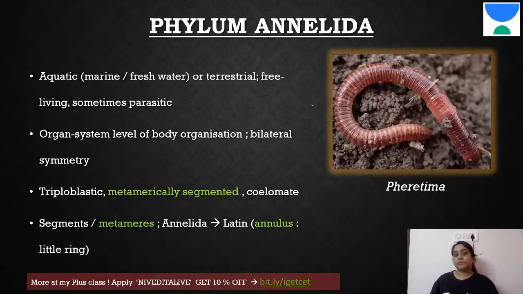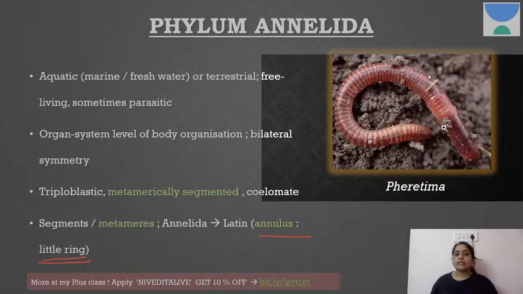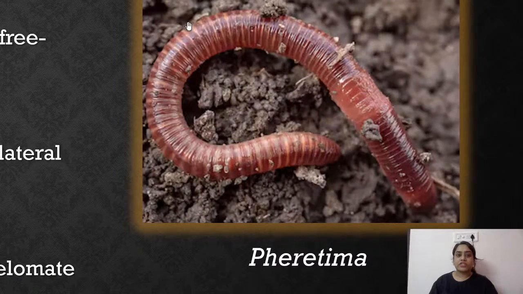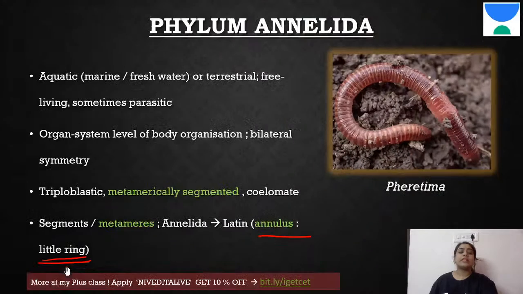Now, Annelida, the word comes from annulus. Annulus means little ring, ring-like. If you see closely, can you see ring-like structures? This is an earthworm, Pheretima. Can you see ring-like structures, each one of them? That is why we call them Annelida. Their characteristic feature is the fact that they have ring-like segments.